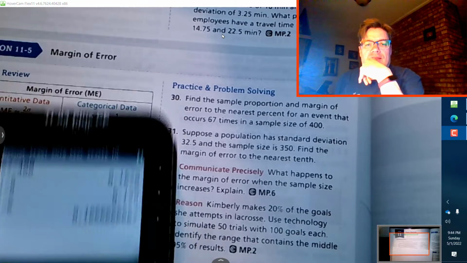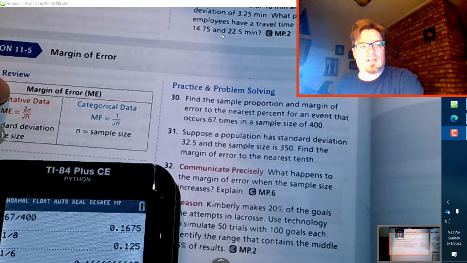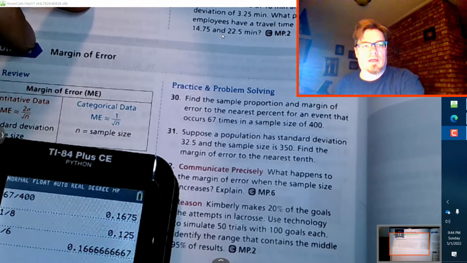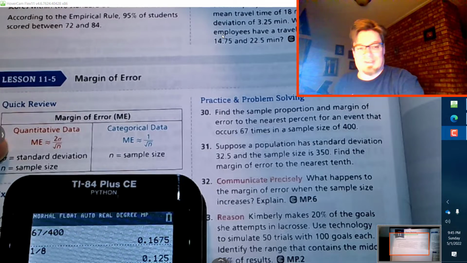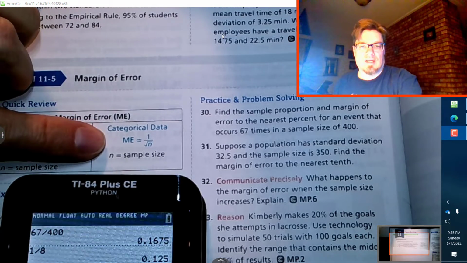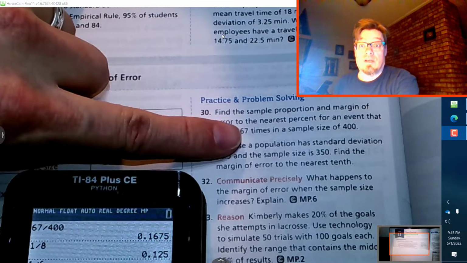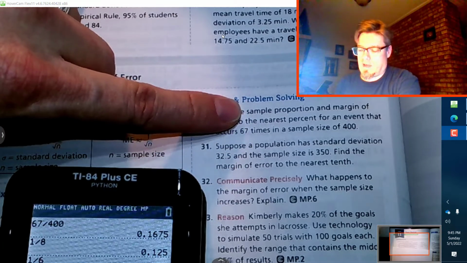Now, the margin of error has 2 formulas, if you remember. This is categorical data, and then this is when you actually have the quantitative data, okay? The quantitative data means that you actually know what the sample size and the standard deviation is. In this one, you only know the sample size. And in this case, we only know the sample size. The 67 times was just used for the proportion, okay?